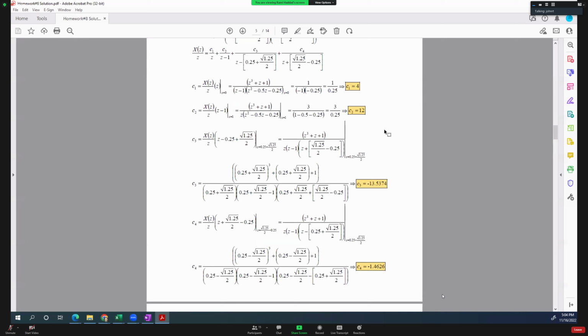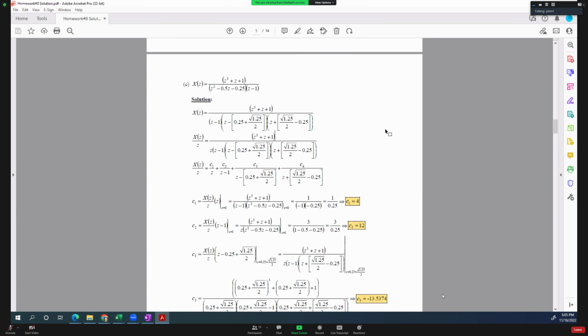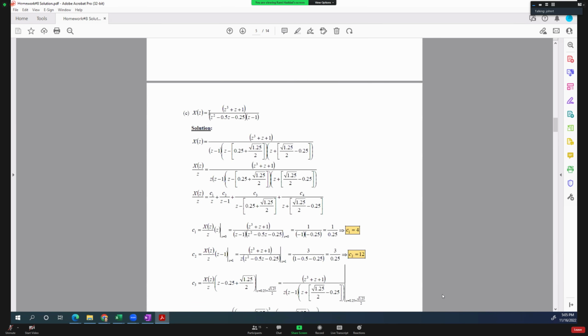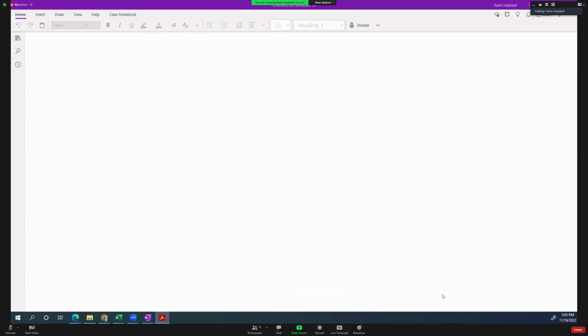I was going to ask, could you go over that conversion to the positive form? For part C, how you got from z squared minus 0.5z minus 0.25 to z minus 0.25 plus the square root of 1.25 divided by 2? I mean, that's factorization of a quadratic equation.